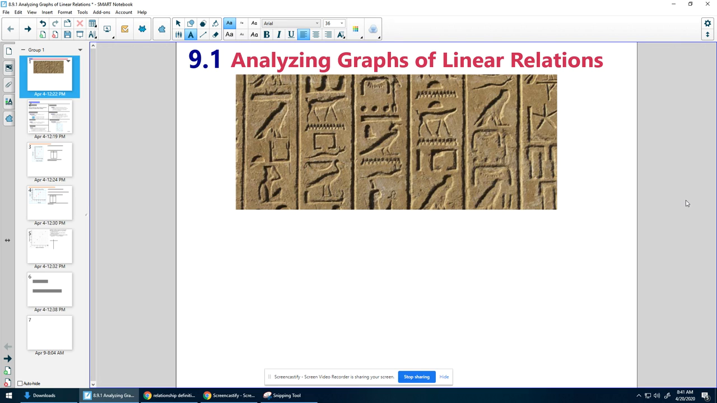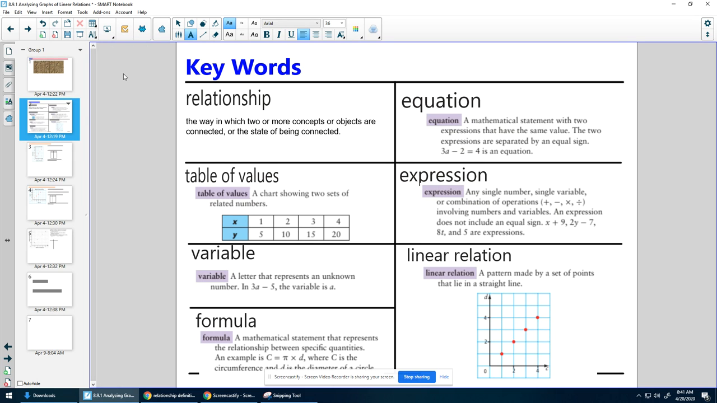Today we're going to jump into chapter 9, which is linear relations, and we are going to start off with analyzing graphs of linear relations. I have posted the blank notes, so you can print those off if you choose. If not, you can just write it out in your notebook. We're going to start off with some keywords.